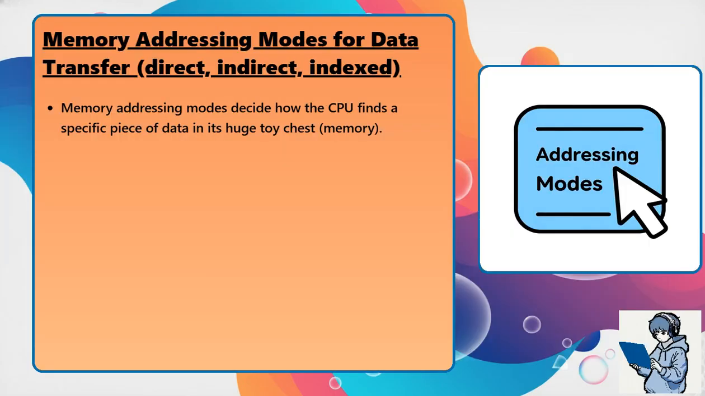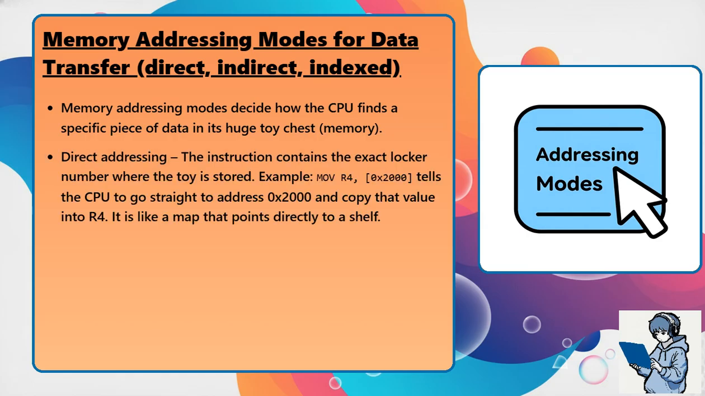Memory addressing modes decide how the CPU finds a specific piece of data in its huge toy chest memory. Direct addressing: the instruction contains the exact locker number where the toy is stored. Example: MOV R4, [0x200] tells the CPU to go straight to address 0x200 and copy that value into R4. It is like a map that points directly to a shelf.